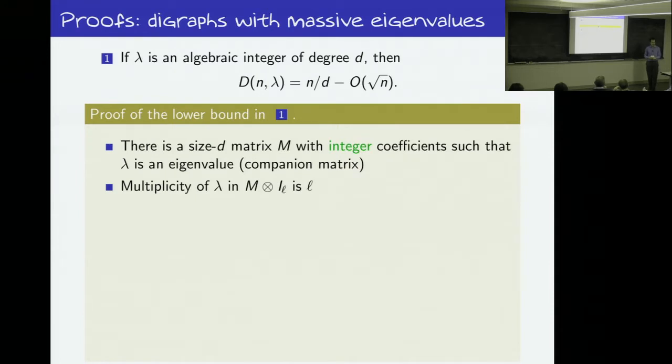Correct. Yeah, this is why it's not symmetric. Okay, so I start with this, and then I want to turn it into a 0, 1 matrix. So what I do is I blow this matrix up by tensoring with a large identity matrix.